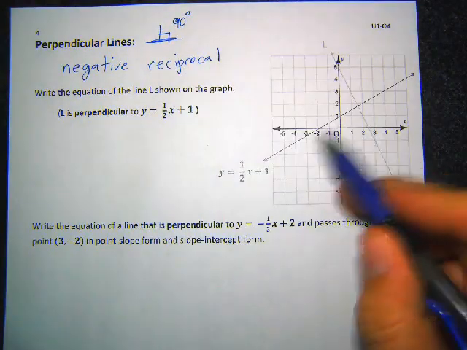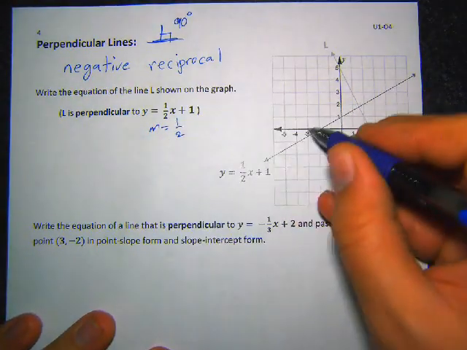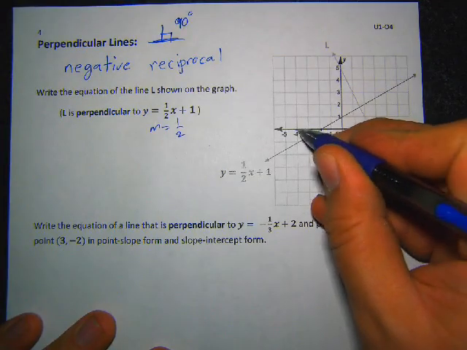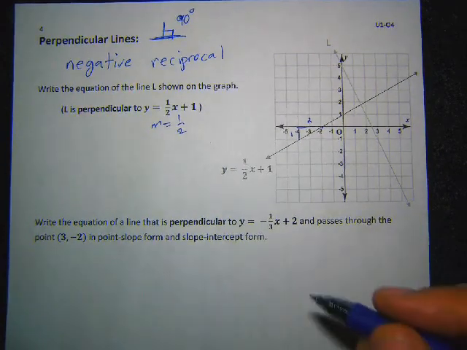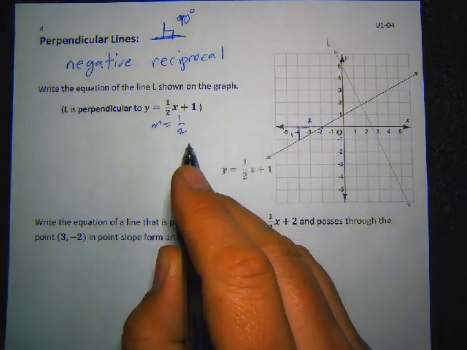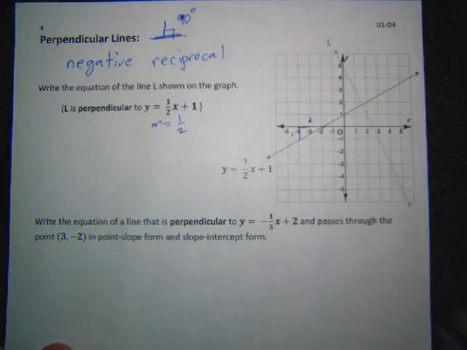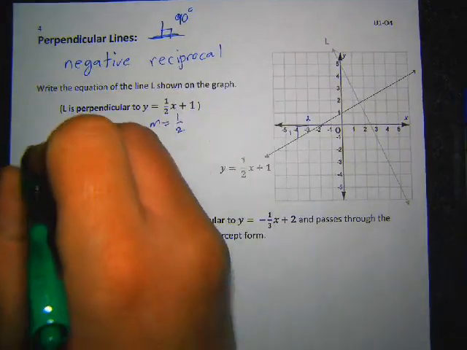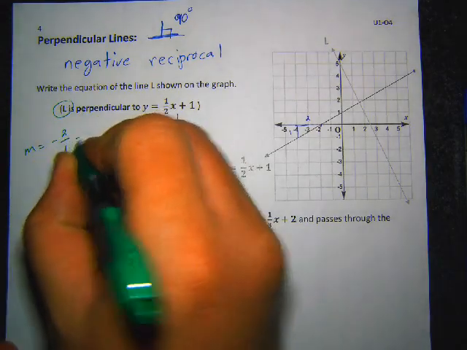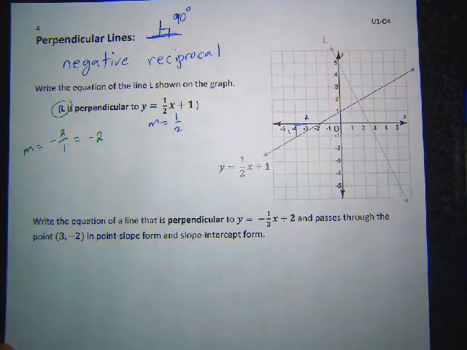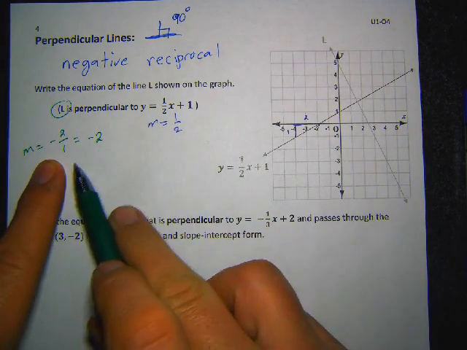So for example, this line right here has slope 1/2. It's going up 1 over 2, 1, 2. That's the slope of 1/2. To get the negative reciprocal, we're going to take this 1/2, flip it over, so it's 2 over 1, and make it the negative. Since this is positive, we'll get the negative. So the slope of line L is negative 2 over 1, or you can just simplify that to negative 2. That's the slope, because you flipped it over and changed the sign. And that's how we got the negative 2.